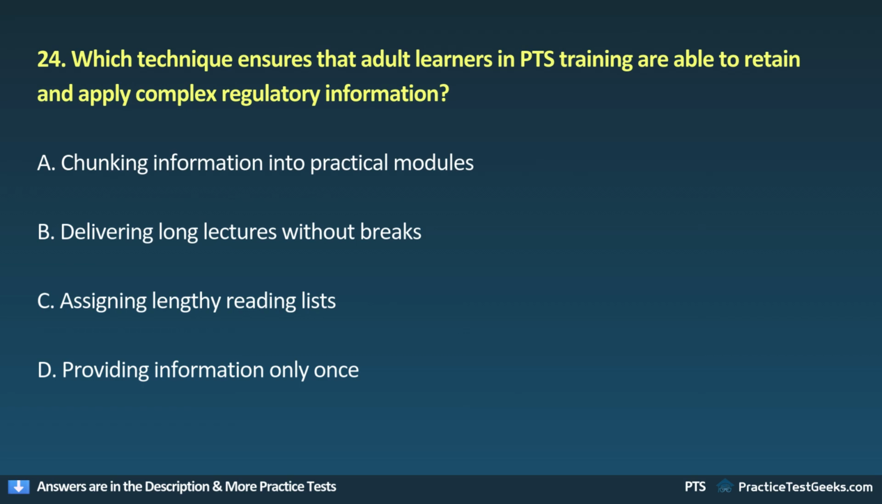24. Which technique ensures that adult learners in PTS training are able to retain and apply complex regulatory information? A. Chunking information into practical modules. B. Delivering long lectures without breaks. C. Assigning lengthy reading lists. D. Providing information only once.